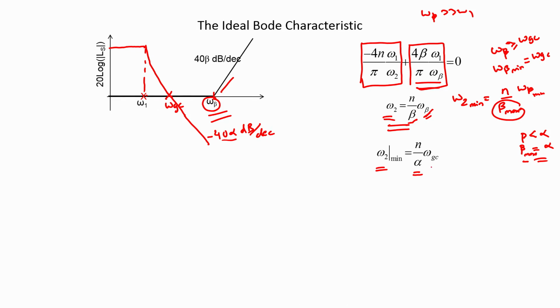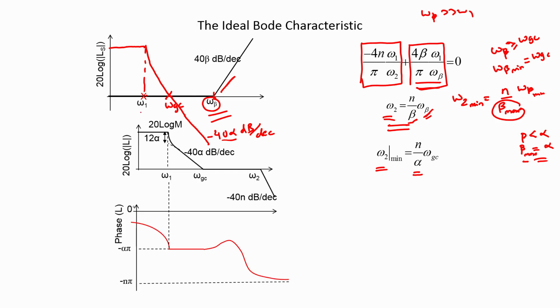So, the final Bode plot, which includes the final characteristics as well as the increasing characteristic that we have introduced here to cancel the effect of the final characteristics on the phase in the frequency range between omega 1 and omega gc, is shown here. So, up to omega gc it rolls off at minus 40 alpha decibels per decade, and this is the minimum gain crossover frequency possible for a specified performance and for a specified phase margin.